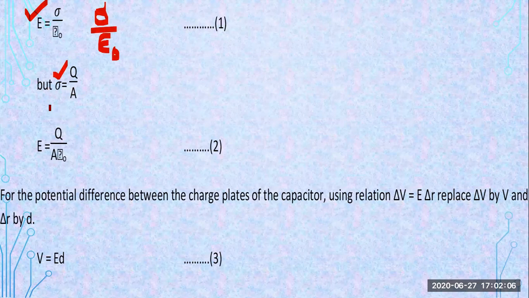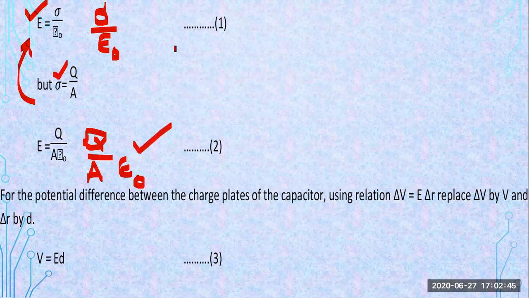If you put the value of this charge density in this formula, you will get Q divided by the area of the plate, epsilon naught. So this is equation 2 and this one is equation 1.